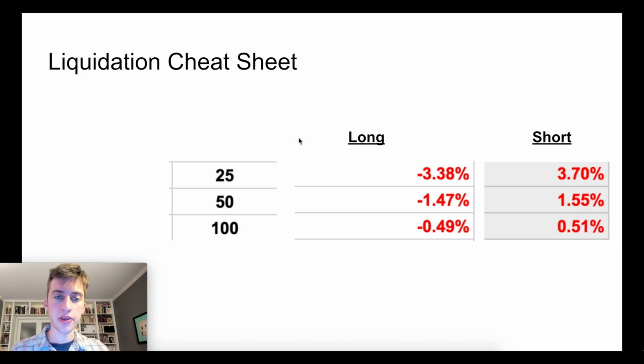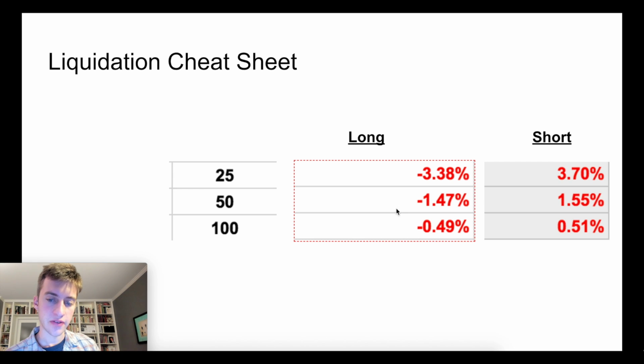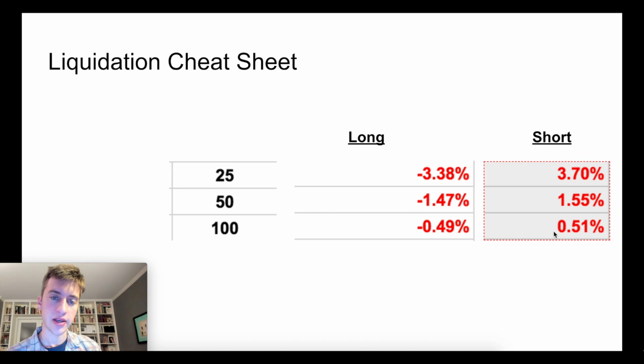Now, another thing that is incredibly important to think about is leverage and the percent move against you for you to be liquidated. If you go 100x long, if you open a position that's 100x leverage on Bitmex, it takes a 0.49% move down for you to be liquidated. When that happens, you will be forced out of your position and you will lose all of the margin that you had put in that position. That's what liquidated means. If you short 100x, then it takes a 0.51% move upward for you to be liquidated. And then here it is for 50x and here it is for 25x.